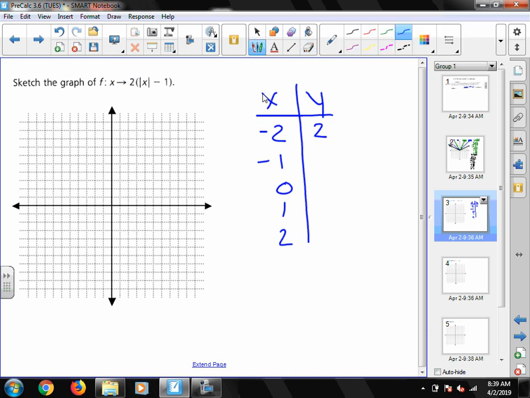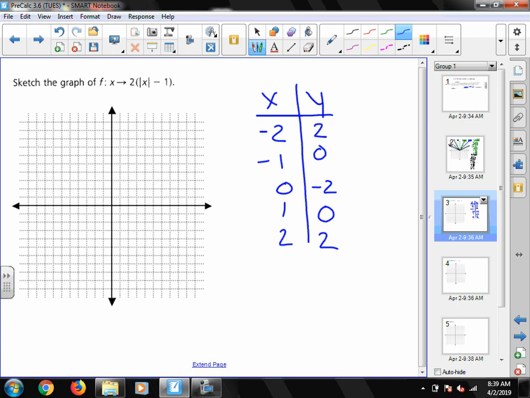Plug in a negative 1. Absolute value of negative 1 is 1, minus 1 is 0, times 2 is 0. So remember, everything inside the parentheses first. So absolute value of 0 is 0, minus 1 is negative 1, so at 0 I get negative 2. And 1 minus 1 is 0, times 2 is 0 again, and 2 minus 1 is 1, times 2 is 2.